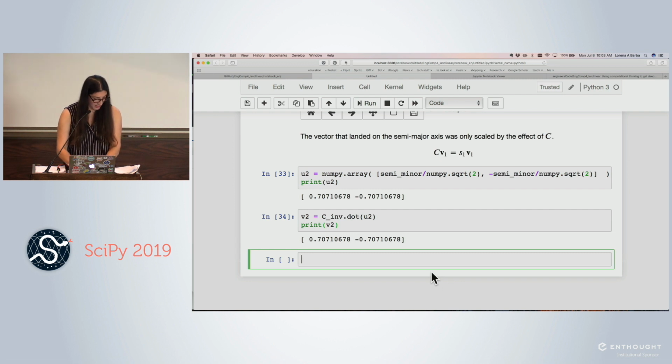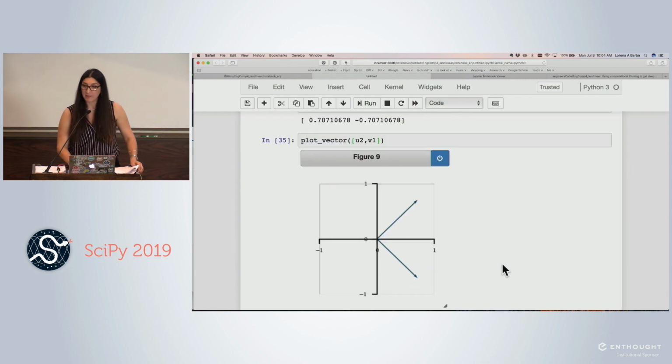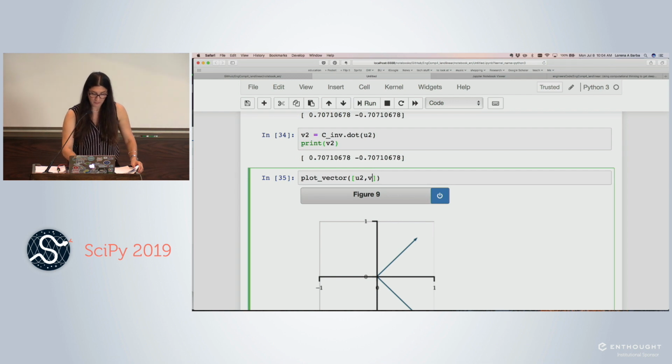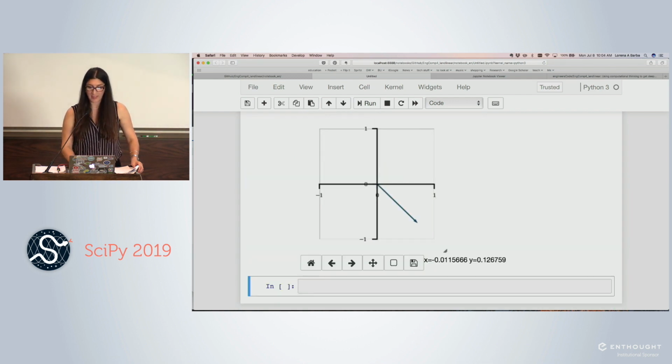So now let's plot vector U2, V2. I need a list. The input argument to plot vector is a list of vectors. And here it is. Whoops, I think I have a mistake here. It's V2. There. Okay. It's just one vector because it's the same vector repeated. It falls on itself, scaled by 1. So it is a special vector.